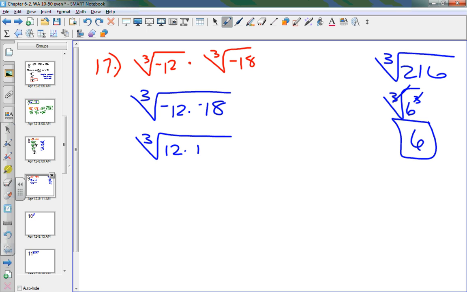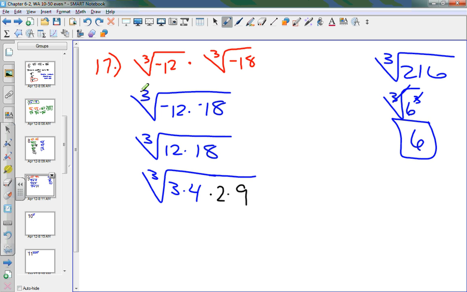So this is going to be 12 times 18. Why is that 12 times 18? Negative times negative is positive. Nobody likes to overthink things, so what is 12? How can I break down 12 into perfect squares? 3 times 4. And this is going to be 9 times 2.